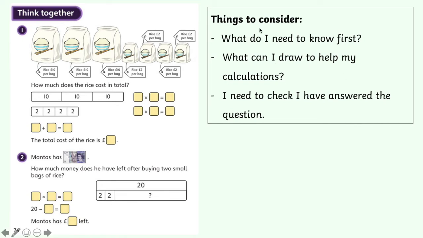Now, things to consider when I'm working this problem out. What do I need to know first? What can I draw, or how can I represent my calculations? And then at the end, I need to check that I've answered the question.